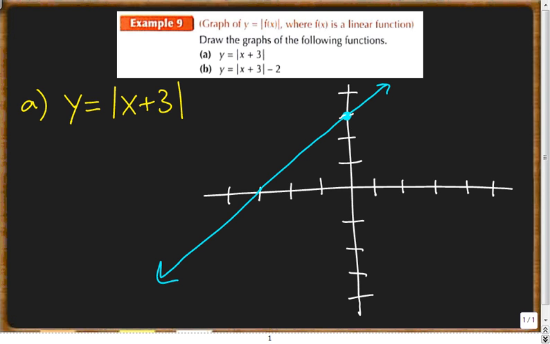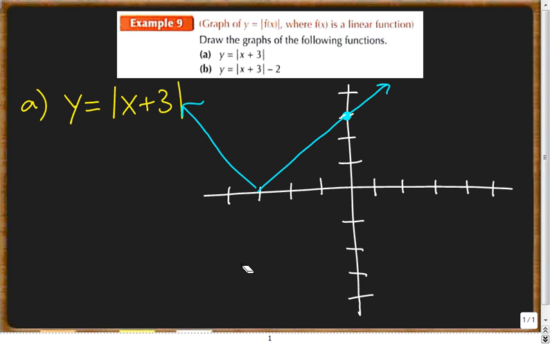Now, we're not allowed to have negative values in our absolute value. So what happens here is that instead of using this part here, which is negative, we reflect it over. So it's the same thing, but it's reflected up. And so that is the absolute value function.